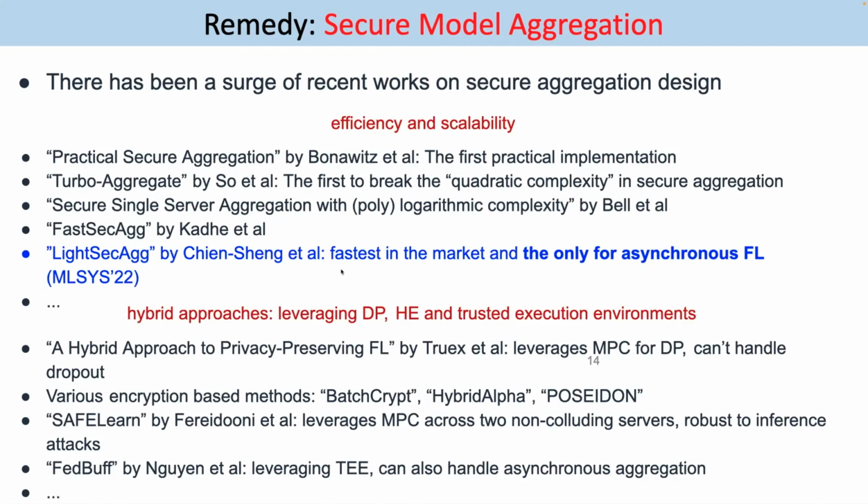For example, from our group, there is a new protocol called LightSecAgg that is very efficient, and you can also apply it in the case of asynchronous federated learning, in our upcoming paper at MLSys. There are also other approaches based on leveraging differential privacy and homomorphic encryption to make it easier for deployment, and also leveraging some hardware security.